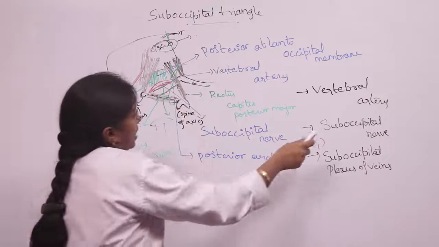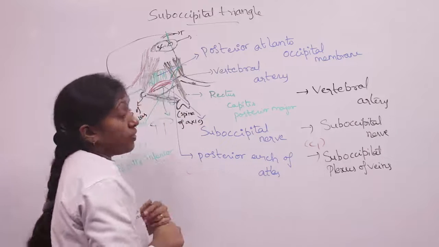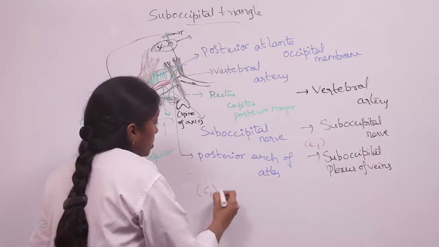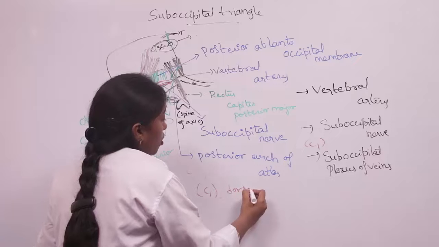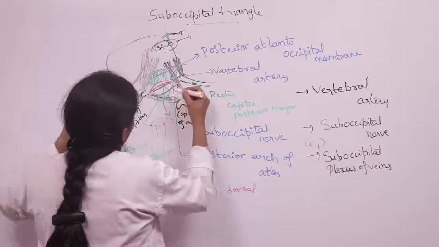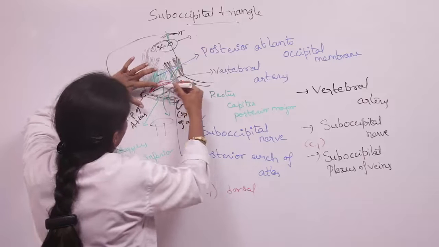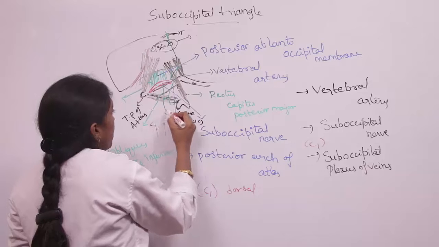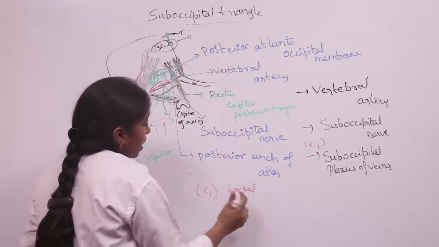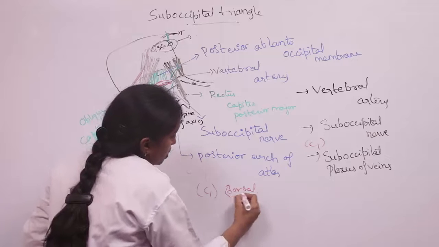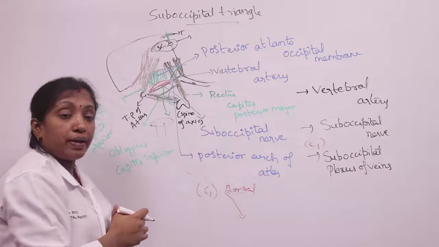And coming to the nerve, the suboccipital nerve is nothing but a branch from C1. The dorsal ramus of C1, we call it the suboccipital nerve. It is also seen here below the vertebral artery. This is the suboccipital nerve, represented with green color. It supplies the muscles here. This suboccipital nerve divides into dorsal and ventral branches.